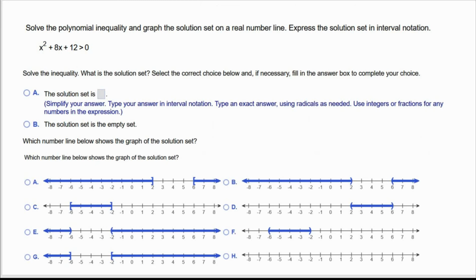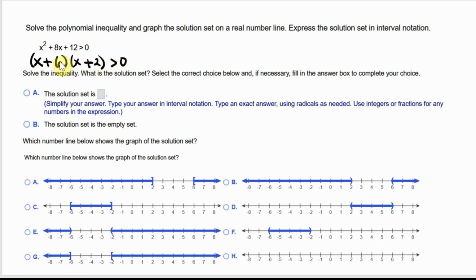Solve the polynomial inequality and graph the solution set on a real number line. Express the solution set in interval notation. So you remember what we said here is first factor if you can. So we have (x + 6)(x + 2) > 0.